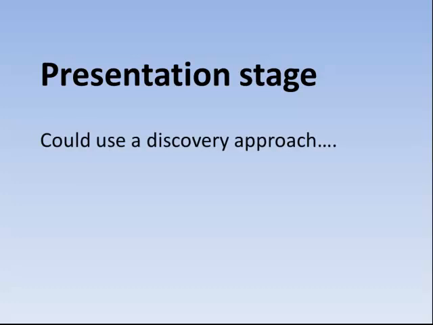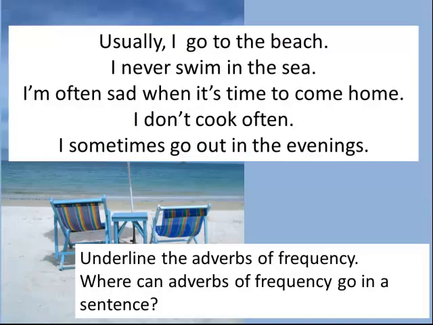This of course could use a discovery approach. This isn't only for TTT, could be for any of these things, but for example you could give them examples of the language. There we go, correct examples. Get them to underline the adverbs of frequency and tell each other in pairs where they can go in the sentence based on the evidence they can see in the examples. So why don't you stop me for a minute and see if you can do it.